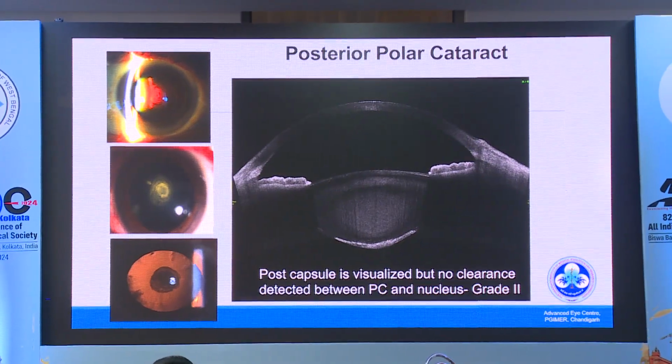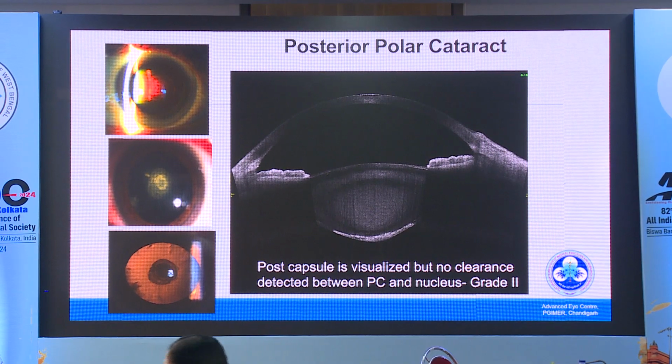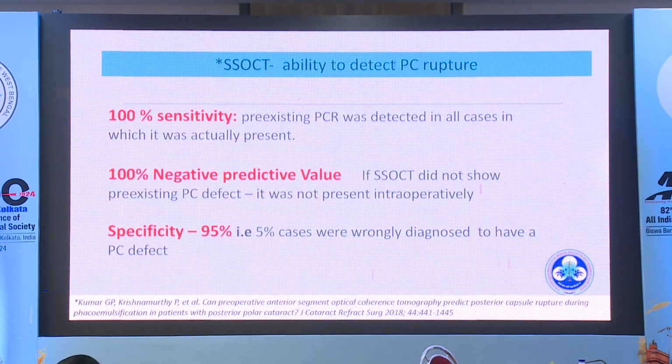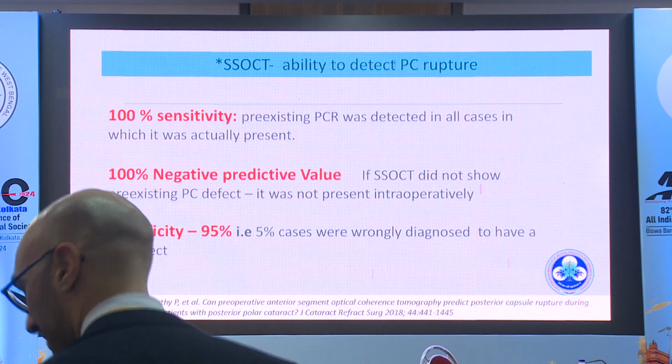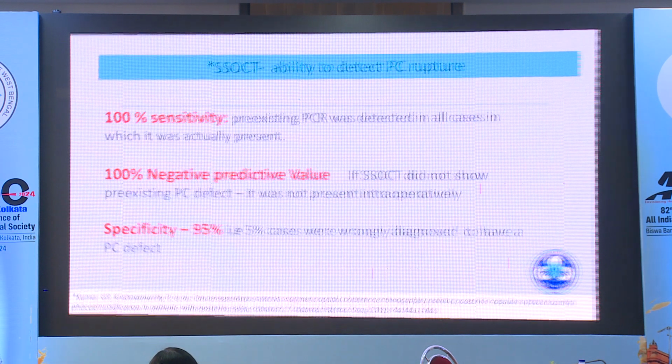It's very useful in posterior polar cataracts, one, to see the morphology and to see the involvement of the posterior capsule. And in brief, it's been shown that it has a 100% sensitivity and 100% negative predictive value. If a PC rent is there in a posterior polar cataract, it will show up, and if it's not there, then also it will show up.